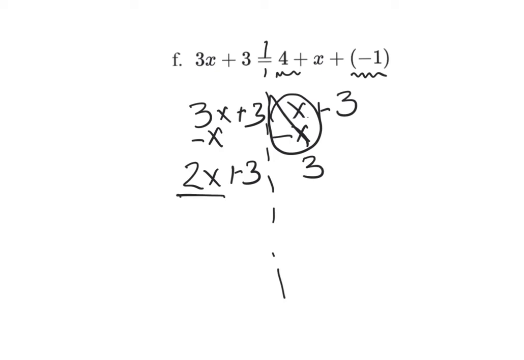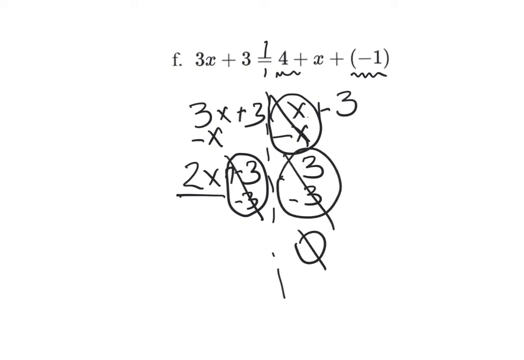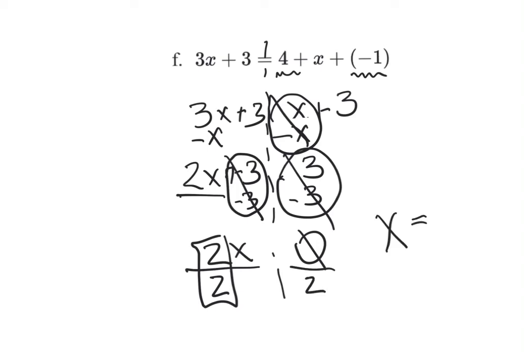We want to get these 2x's alone, so we got to take away 3 from the left side, and then we got to take away 3 from the right side, and we end up with 0 again. 2x equals 0. We want to find the value of 1x, so we divide by 2, divide by 2, and then x is just going to equal 0. Still meaning we have one solution.